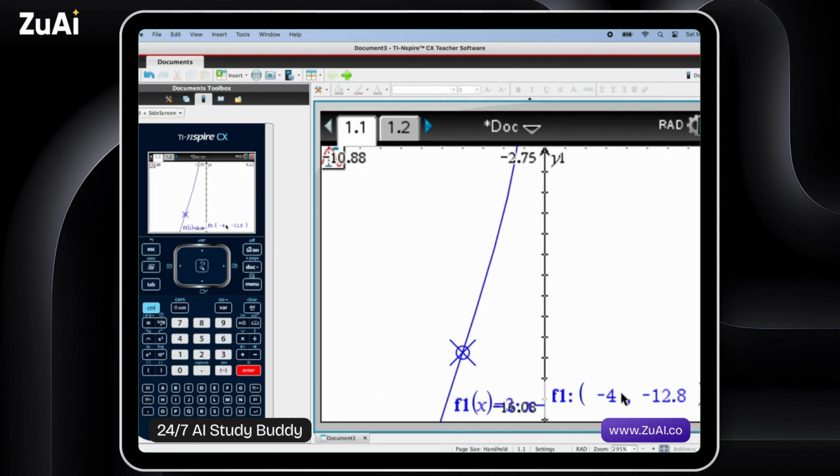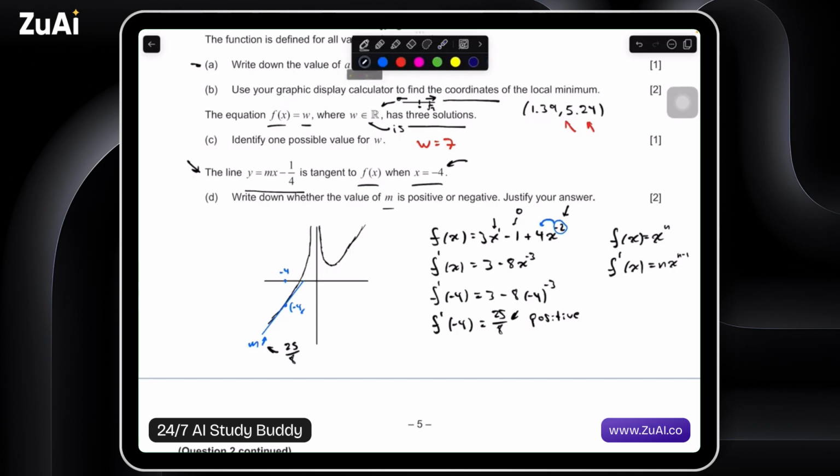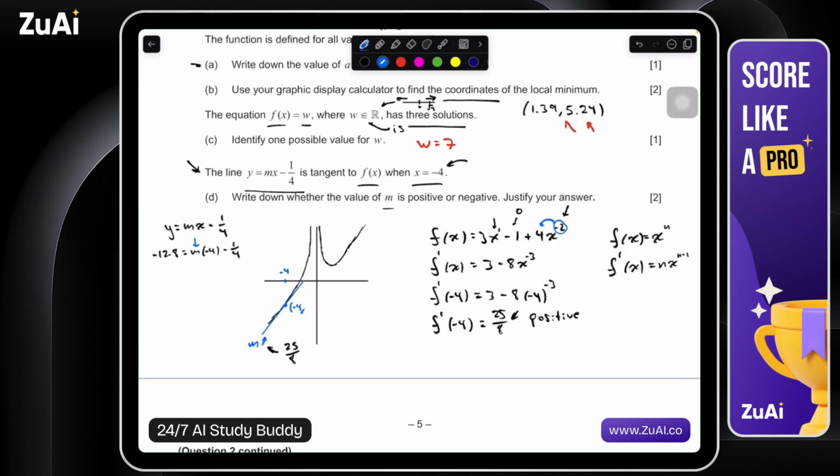So going back to the document, let's write this out. We have y is equal to mx minus 1 over 4, and on the calculator we found out that y was equal to -12.8 when x was equal to -4. And now we have an equation where we just have some equation in terms of just one variable, just in terms of m. And we can go ahead and solve this. That's actually what I'll do here.